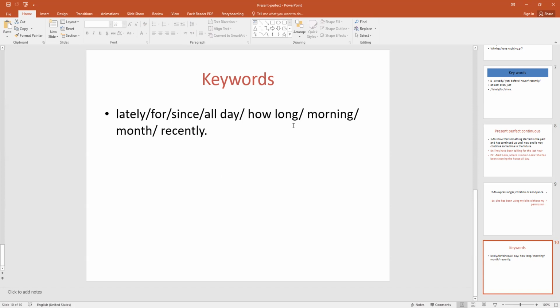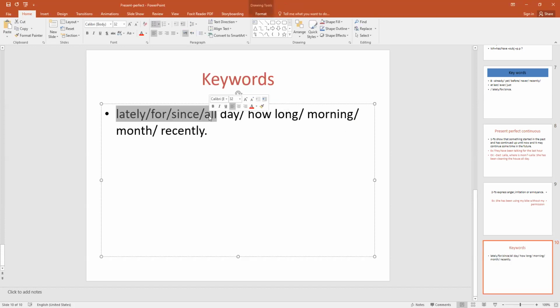But the keyword dedicated only to present perfect continuous is this one: all. So all day, all morning, all week, all month. When I see all, I must use present perfect continuous. Okay.